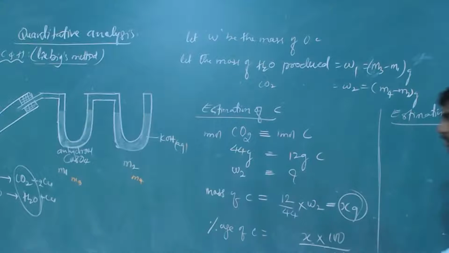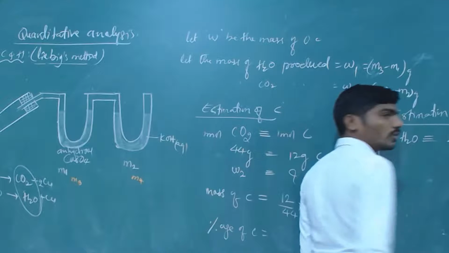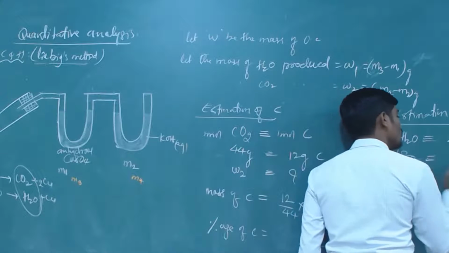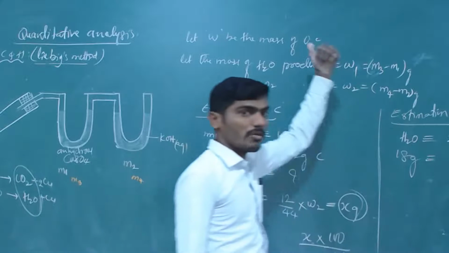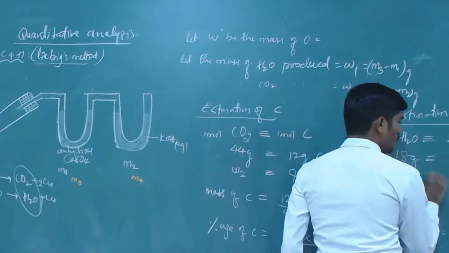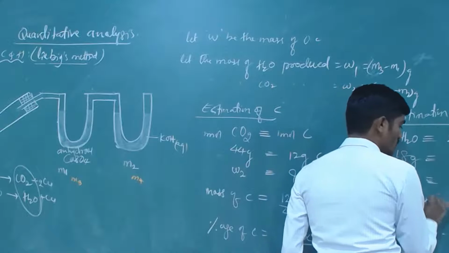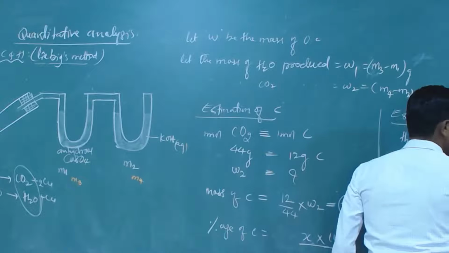1 mole of H2O is equivalent to 2 hydrogens. In terms of mass, 18 grams of water contains 2 grams of hydrogen. Now in our experiment, W1 grams of water contains how much? So the mass of hydrogen is equal to 2 by 18 into W1. Let us call it Y grams.